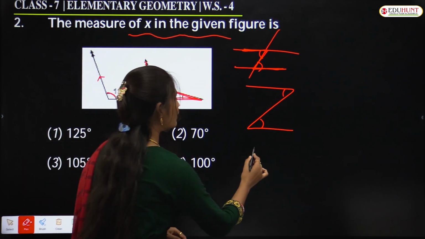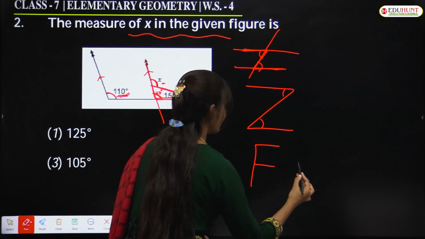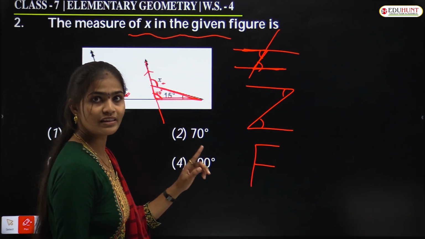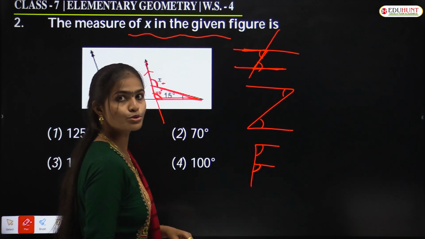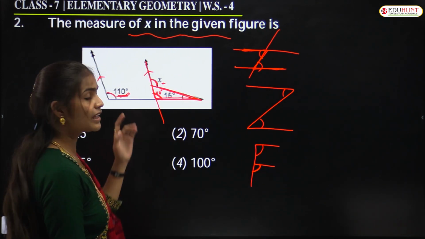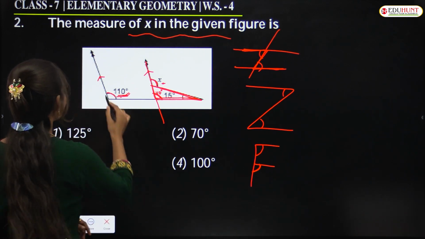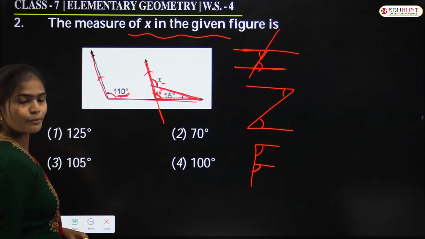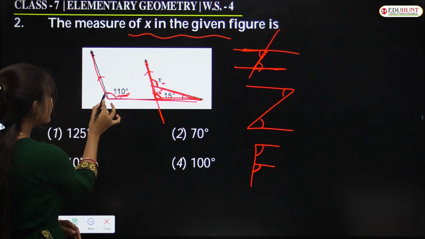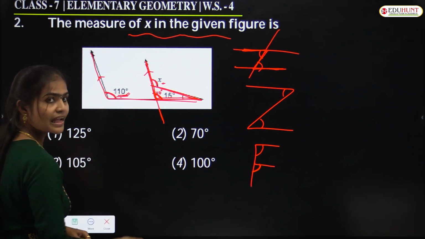Okay. If you observe that capital F shape, then here like this angles there means those two are corresponding angles. So here we can observe that F shape. This is F shape only, no, like this only there. So we can say that these two angles are corresponding angles only, no.